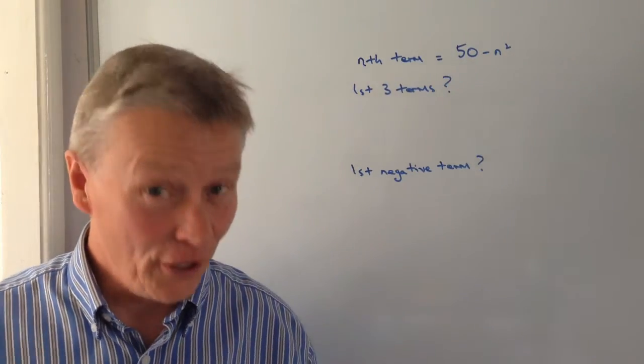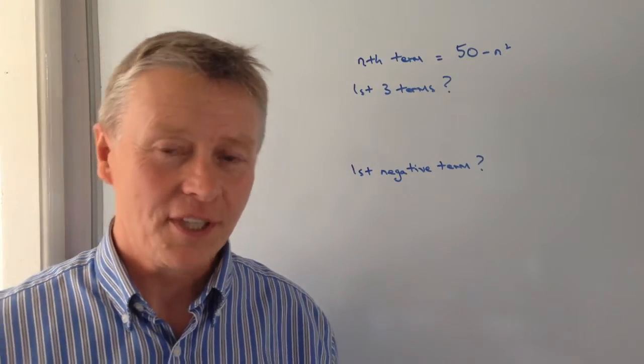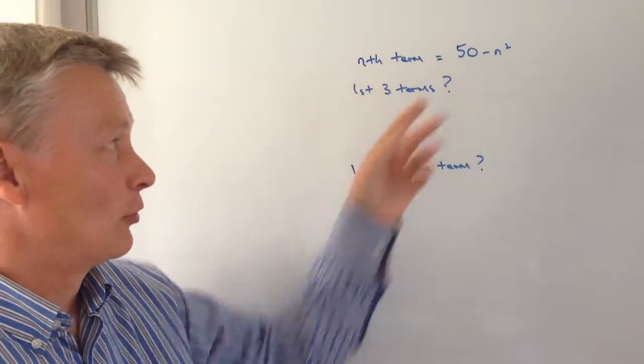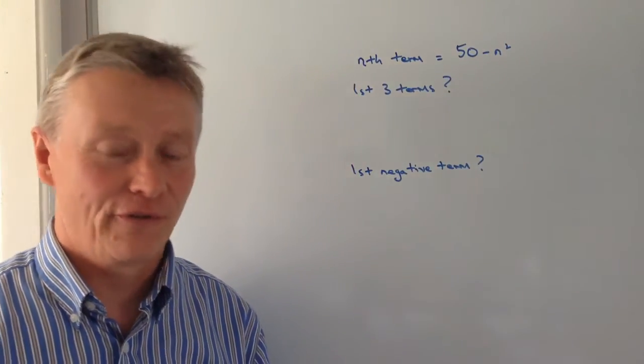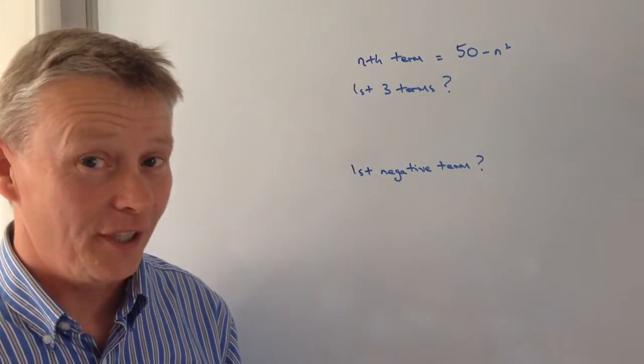Okay, this is the third video in the playlist on dealing with sequencing problems. In this particular case, we've been given a rule and it says the nth term equals 50 minus n squared. And they want you to write out the first three terms.